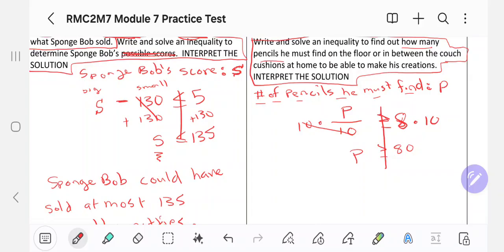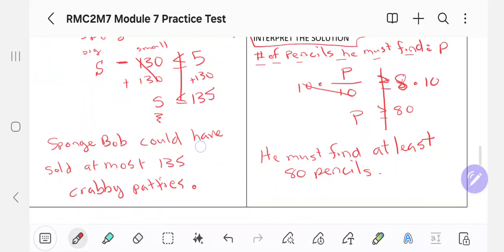And then we interpret it by simply restating basically what we defined P as. So the number of pencils he must find, right? So he must find at least 80 pencils to make his beautiful creations.